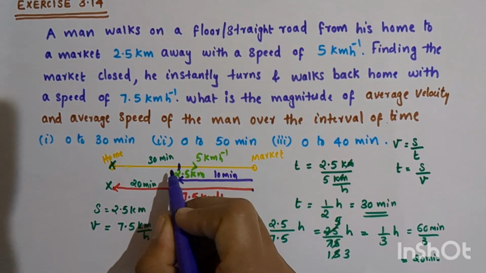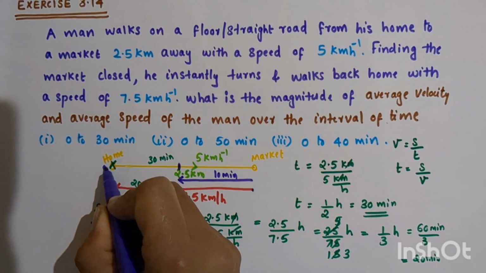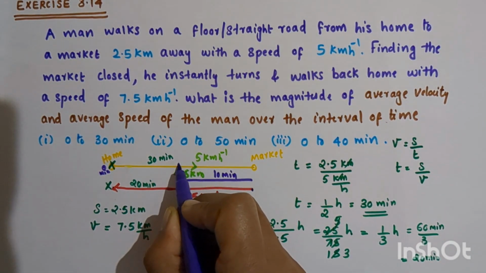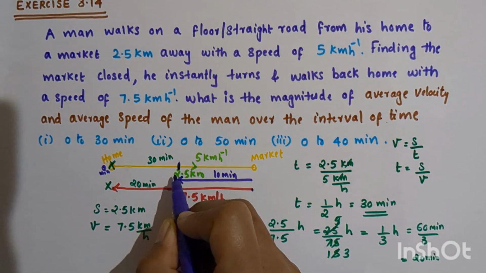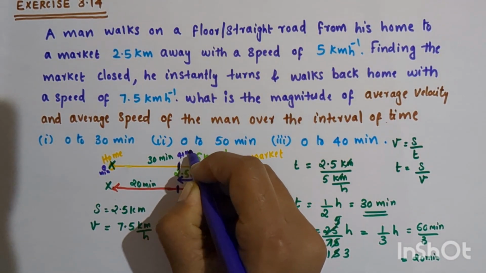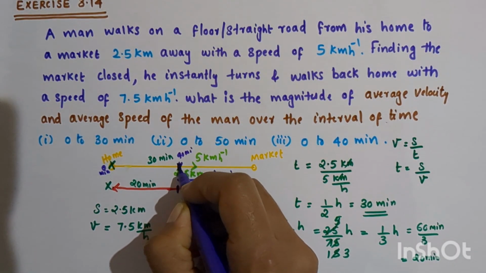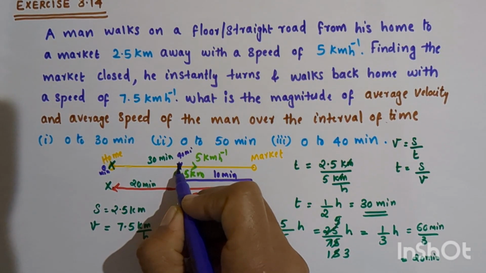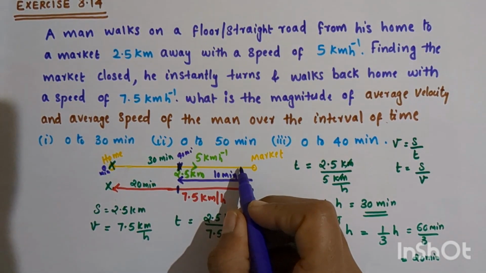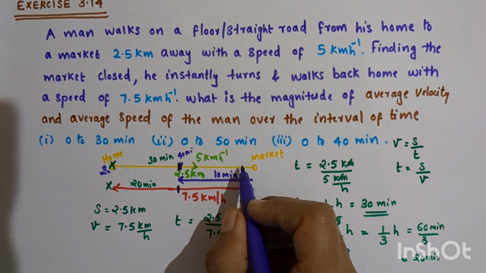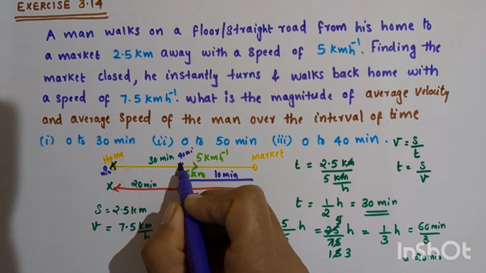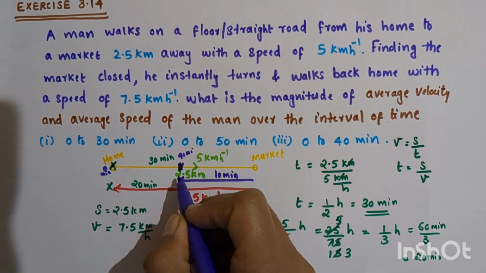So during the interval of time 0 to 40 minutes, 0 minute means starting from the home, 30 minutes to the market, then 10 more minutes to reach the midpoint of the straight road. So when t equals 40 minutes, the man would have reached somewhere here. In this case, what about the distance traveled? Distance traveled is 2.5 plus half of 2.5. And what about the displacement? From home to this point, that is half of 2.5.